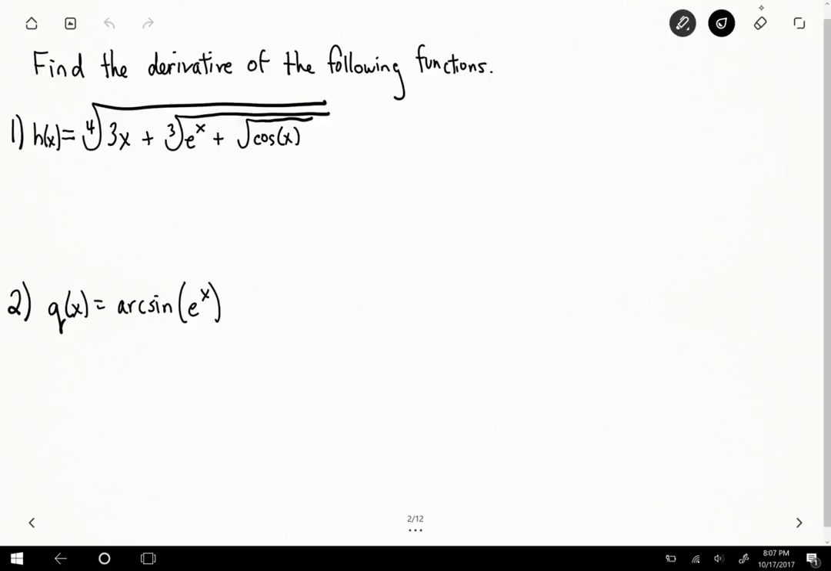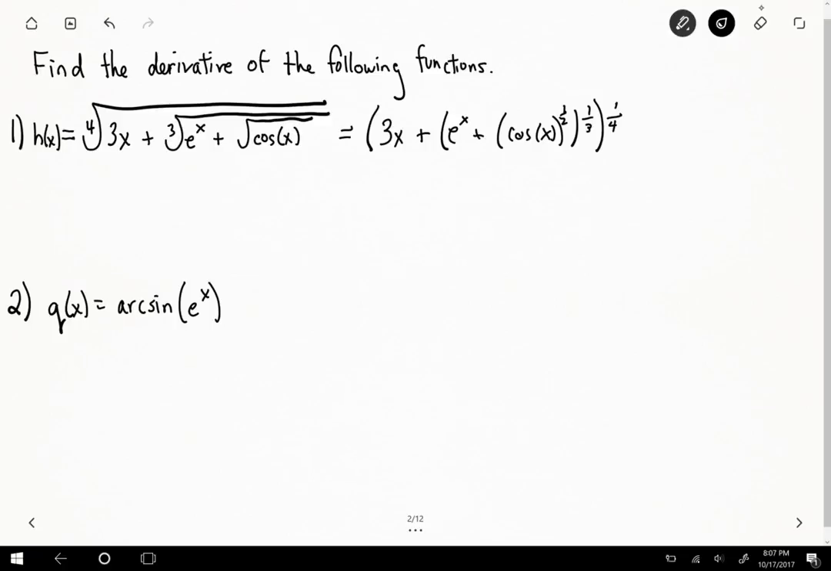What might make this a little more comfortable for people, not necessary, but we can write this as fractional powers. So you can write this as 3x plus, we have an e to the x plus, and then we have a cosine x, and that cosine x is raised to the 1/2 power. Okay, the e to the x is included with that cosine x to the 1/2 power, but since you have a 3 out in front of that root, that's the 1/3 power. And then the 3x, that's a 1/4 power.